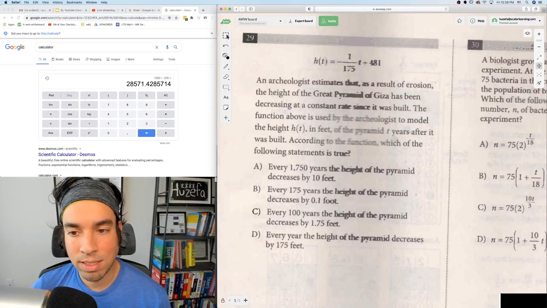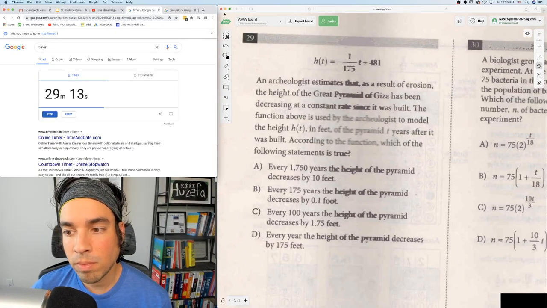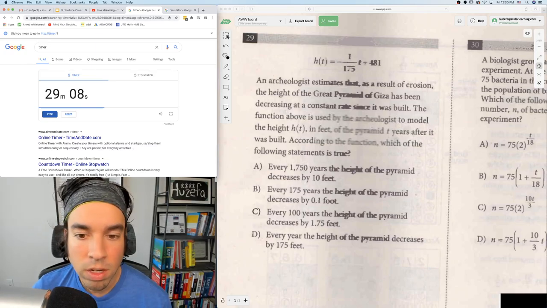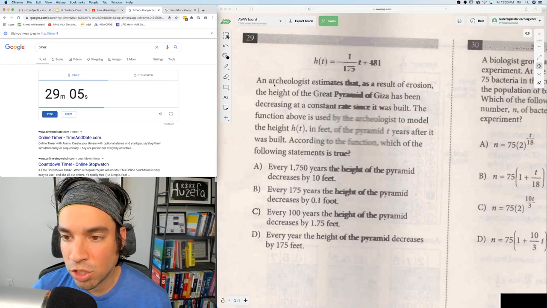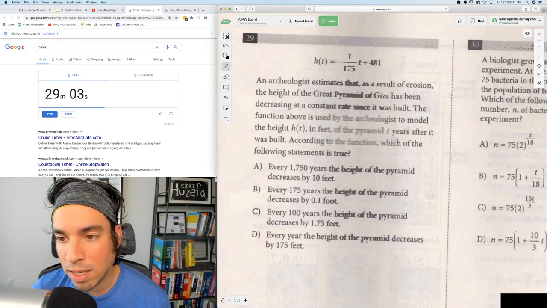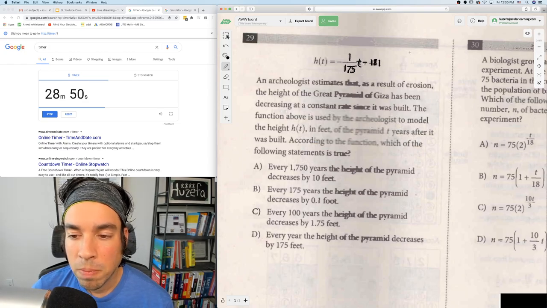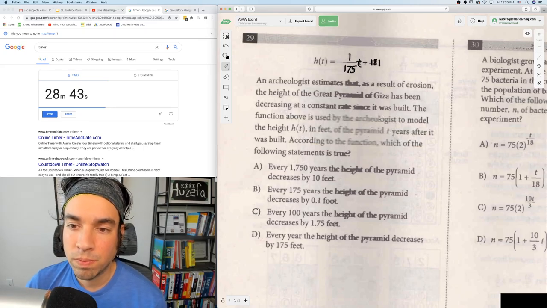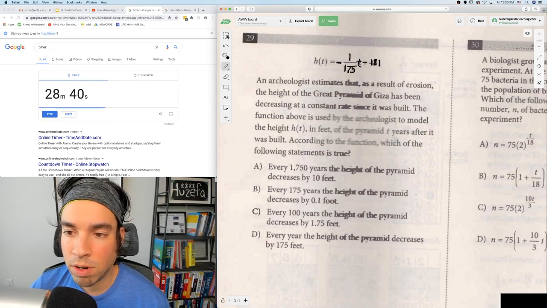29. An archaeologist estimates that as a result of erosion, the height of the Great Pyramid of Giza has been decreasing at a constant rate since it was built. The function above is used by the archaeologist to model. So this is really hard to read. I think this is a 7 and a 5, and that's a 1, and that's a T, and that's minus 181, I believe. Okay. The function above is used to model the height in feet of the pyramid T years after it was built. I believe that's a negative, right?